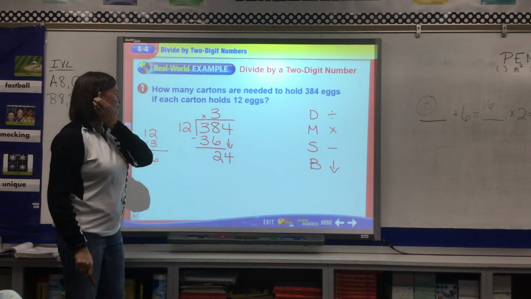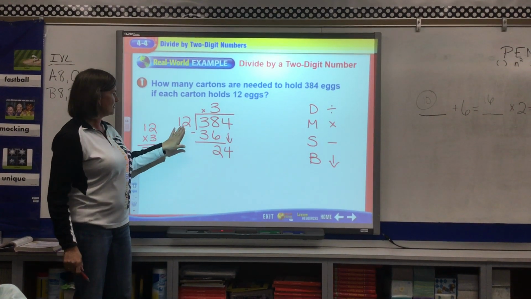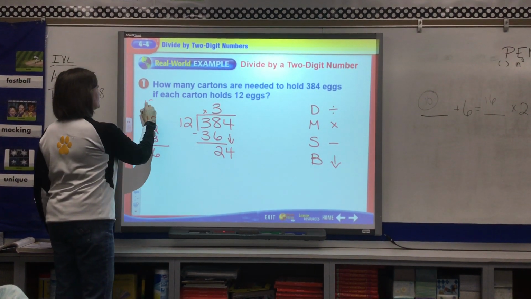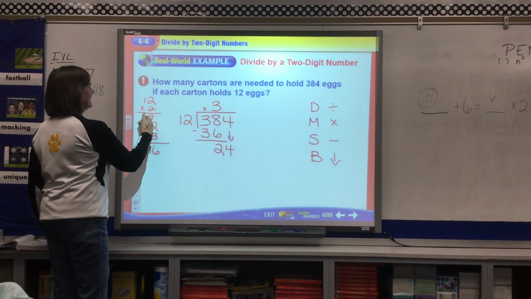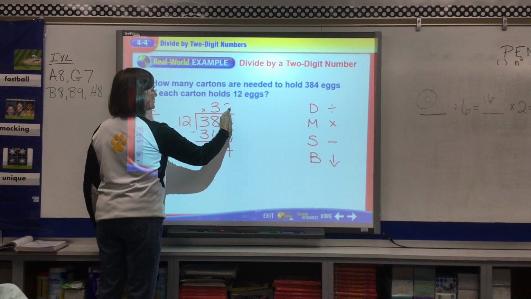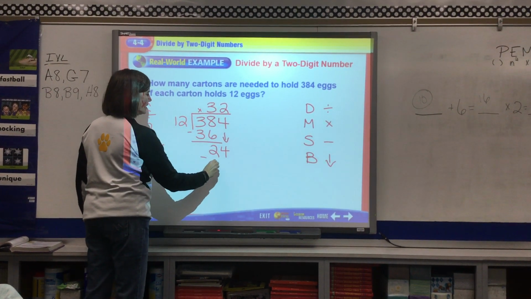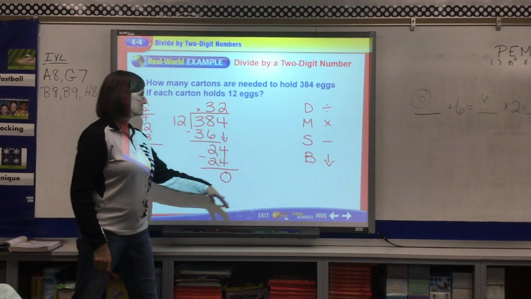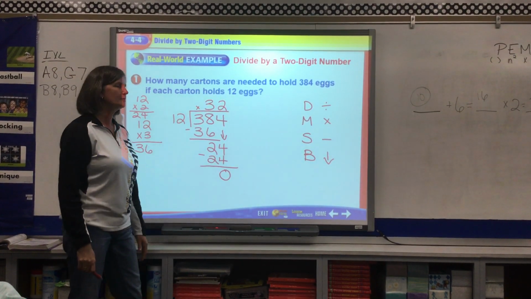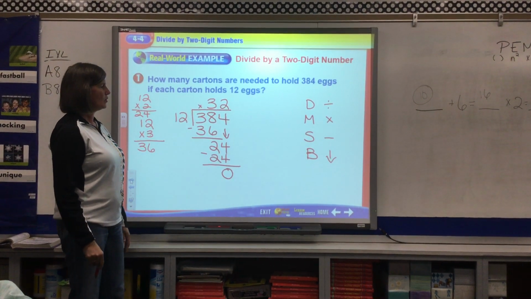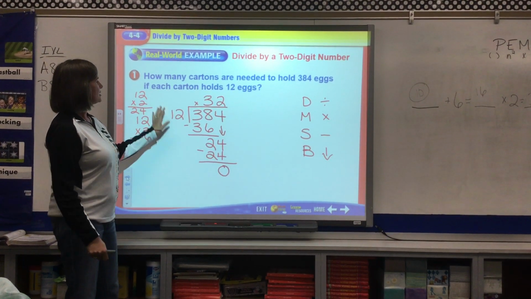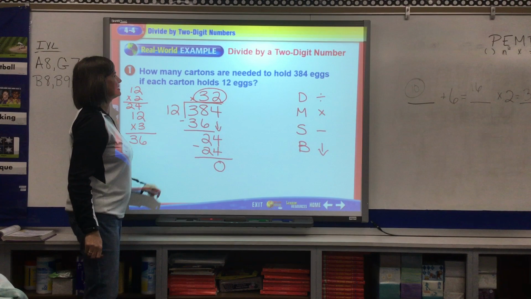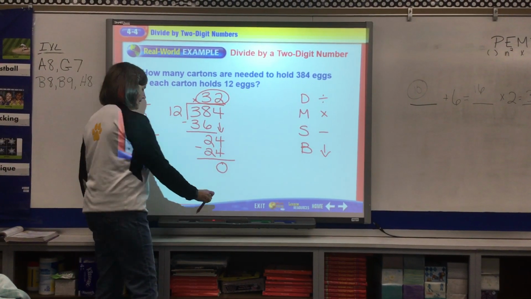Now we start back over at the top with dividing, and we say to ourselves, how many times does 12 go into 24? It goes in there 2 times. We know that 12 times 2 equals 24 exactly. So we put the 2 on top here. 12 times 2 is 24, and 24 minus 24 is 0. There's nothing left to bring down. Our remainder is 0, so we are finished with the problem. The question says how many cartons are needed. We would need 32 cartons if each one held 12 eggs.